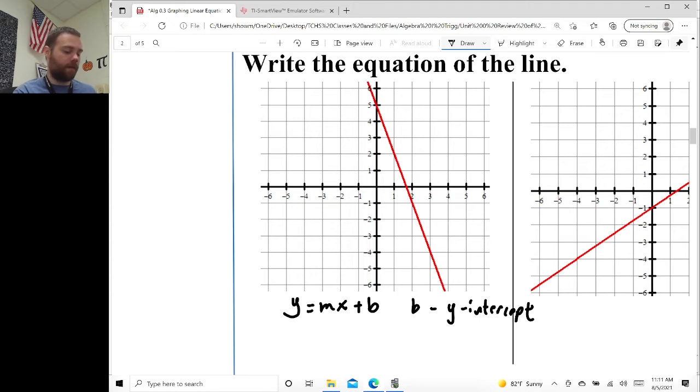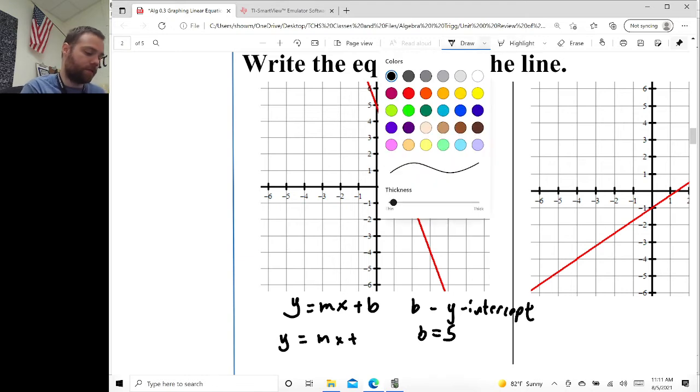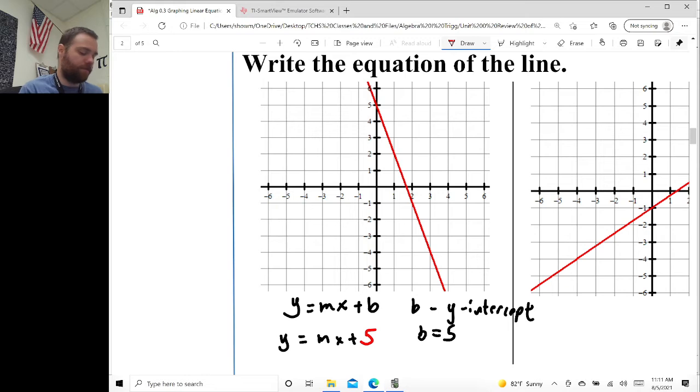So right here, if I look on this y-axis, I'm looking for where the line crosses it. And it crosses at 5. So that means b is equal to 5. So I've got y equals mx plus, and I'll just write this in a different color for you, 5. Okay? So then I'm going to write the slope in green.